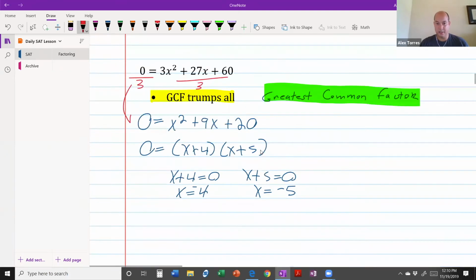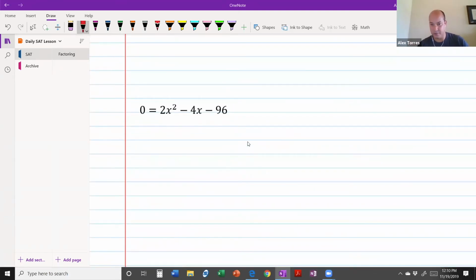So moving to another example with the GCF. The format is we're doing 2 examples of each of these types. So here, everything is divisible by 2. So 0 divided by 2 is 0. This divided by 2 is just x squared. Divide by 2 again, and divide by 2 again.